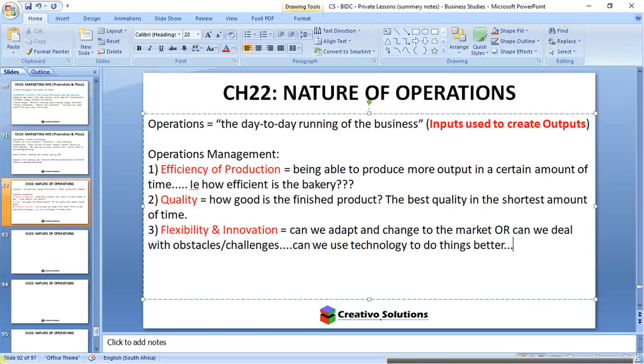So can we adapt and change to the market? How do we deal with the market when things are changing? Or can we deal with obstacles or challenges? That's the whole flexibility part. And then the last part I just looked at was innovation. Are we stuck in the past, or are we actually progressing? Are we using modern technology? Because technology helps us to be more efficient. Technology helps us to do things better.